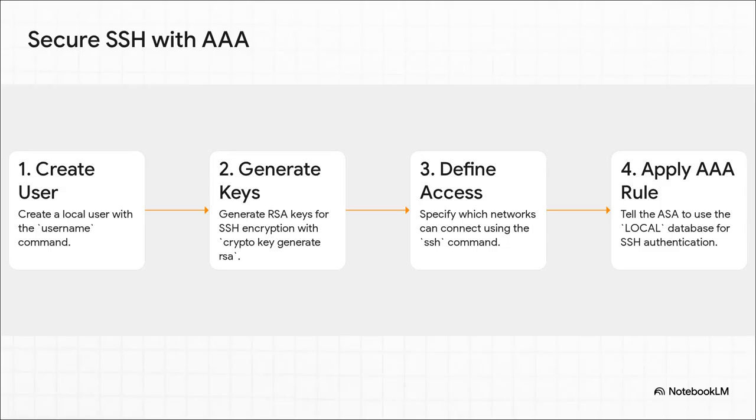So here's how we're going to lock it down with SSH. First, we need a user, so we create a local username and password right on the device. Simple enough. Next, SSH needs encryption keys to function, so we generate those. Then, as a good security practice, we'll specify exactly which internal networks are even allowed to attempt an SSH connection. And the final piece is the AAA rule itself. We're just telling the ASA, hey, for any SSH connections, I want you to check them against the local user database we just created. Done. Now only authorized admins can get in.